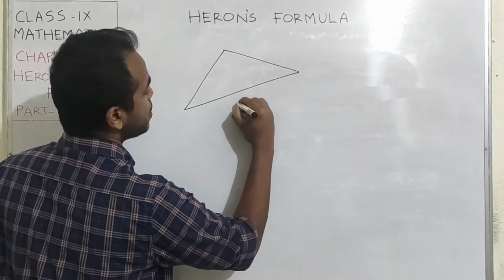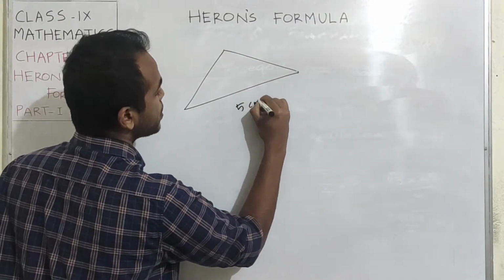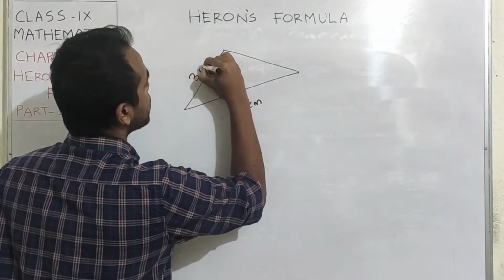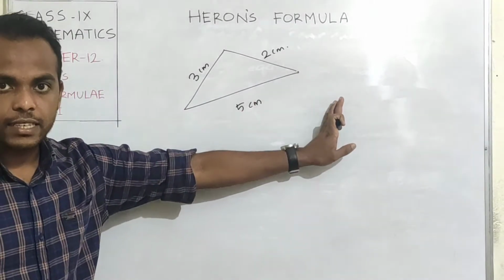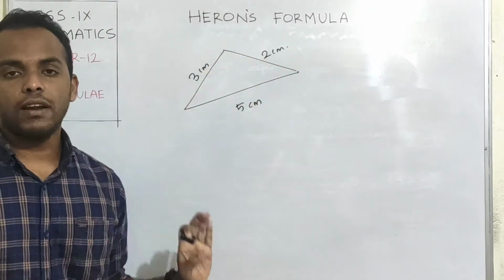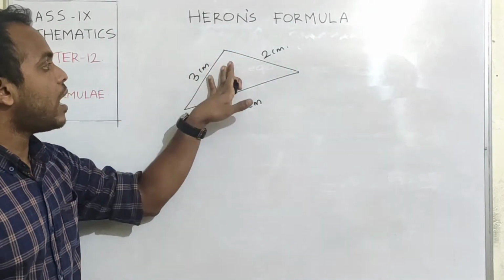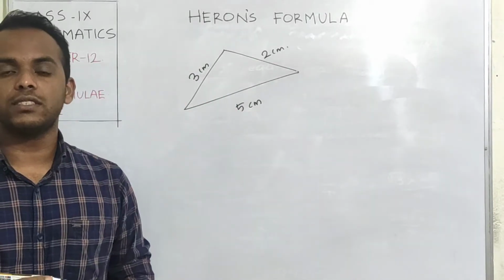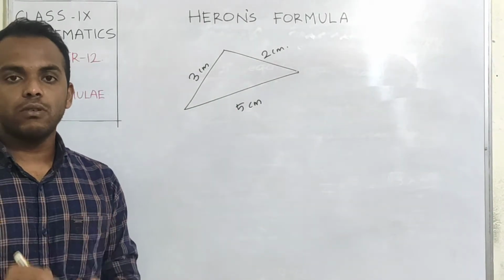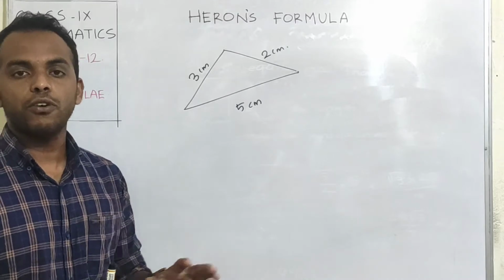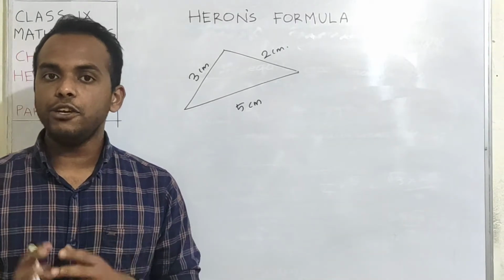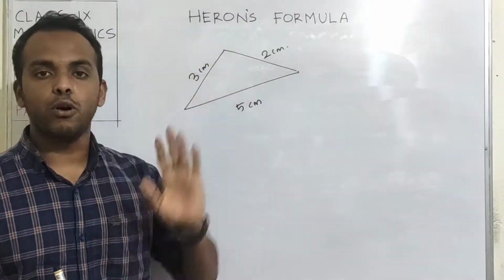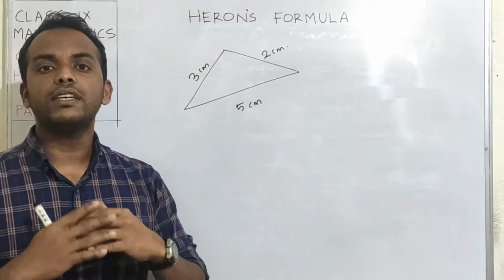Suppose we have a length of 5 centimeter here, 3 centimeter here, 2 centimeter here. This is not a right angle triangle nor an equilateral triangle, but we are asked to find the area of this triangle. So it's relatively difficult to follow the equation area is equal to half BH. Thus we introduce a new equation called Heron's formula. Now let's see what is Heron's formula.